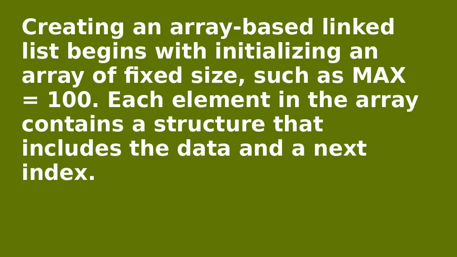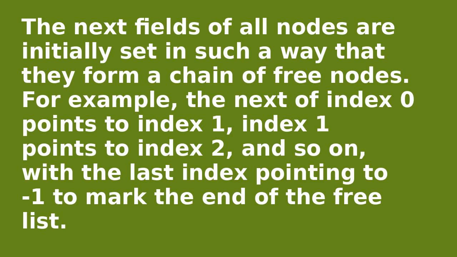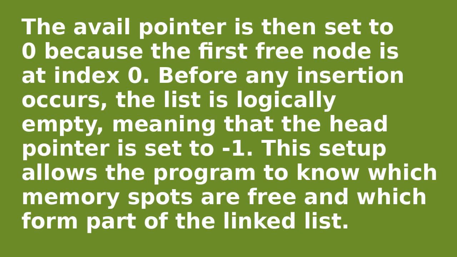Creating an array-based linked list begins with initializing an array of fixed size, such as max equals 100. Each element in the array contains a structure that includes the data and a next index. The next fields of all nodes are initially set in such a way that they form a chain of free nodes. For example, the next of index 0 points to index 1, index 1 points to index 2, and so on, with the last index pointing to -1 to mark the end of the free list. The avail pointer is then set to 0 because the first free node is at index 0.